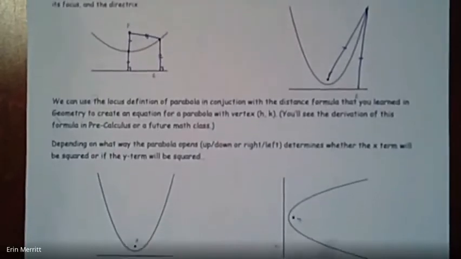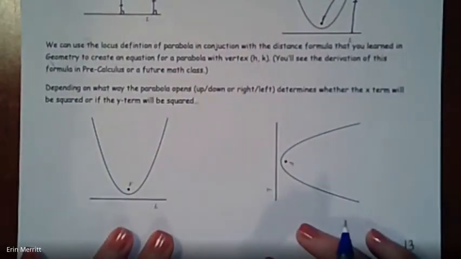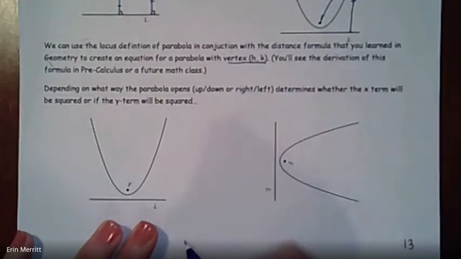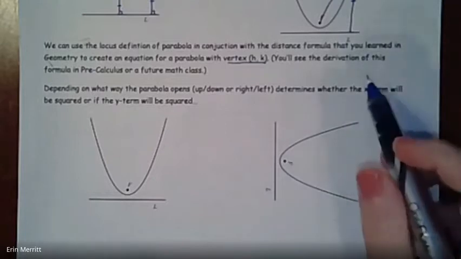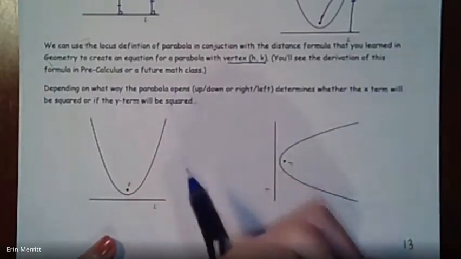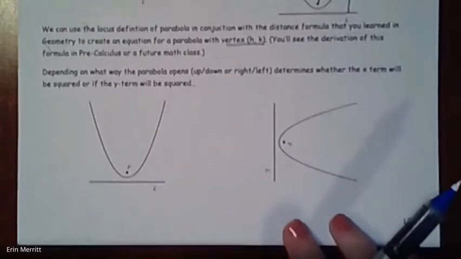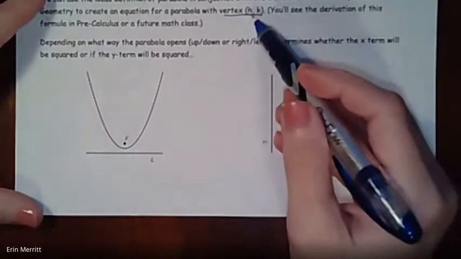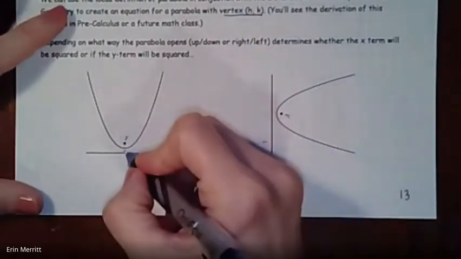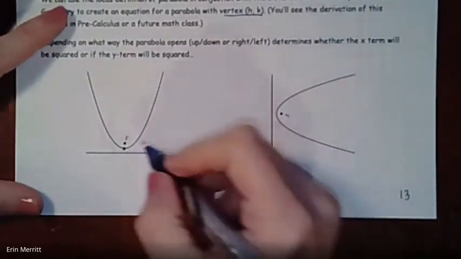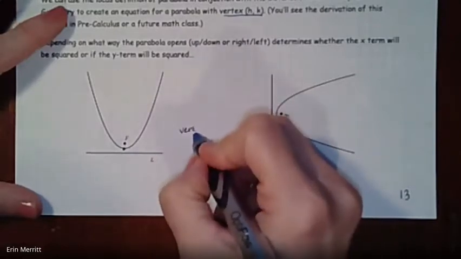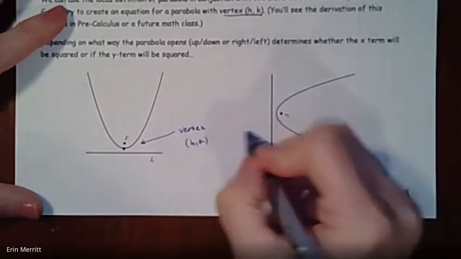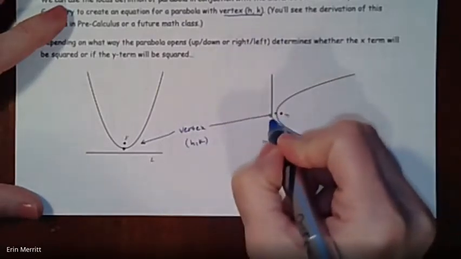So when it says we can use this locus definition to create an equation using the vertex as (h, k), it's saying you'll see the derivation of this in pre-calc, showing where this comes from in the future. But what you want to think of is how we can build this and then create the parabola. Well, you have to use the vertex point. So that's the vertex point right there. I'll just draw a little arrow on down. And so that's our (h, k). Same thing with this guy right there.